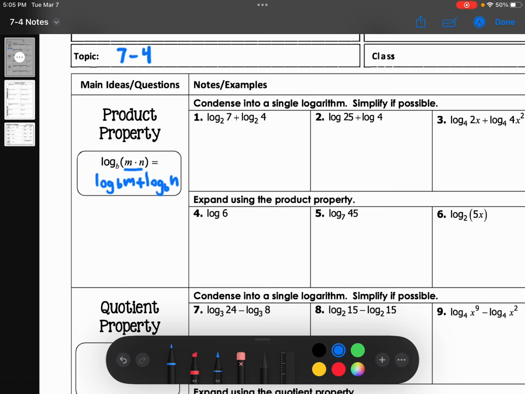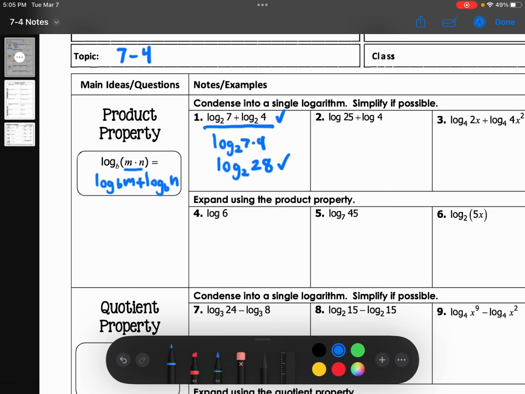So for example, what do I mean by condensing? If I want to write this as a single logarithm, I can write this as log base 2 of 7 times 4. So when you add two logarithms with the same base, and by the same base I mean that little 2 that you see on the bottom, I can actually just multiply the inside. So this would be log base 2 of 28. Now this right here and that, if you were to put both of them in the calculator, you would have the same numeric answer. All right, next up.